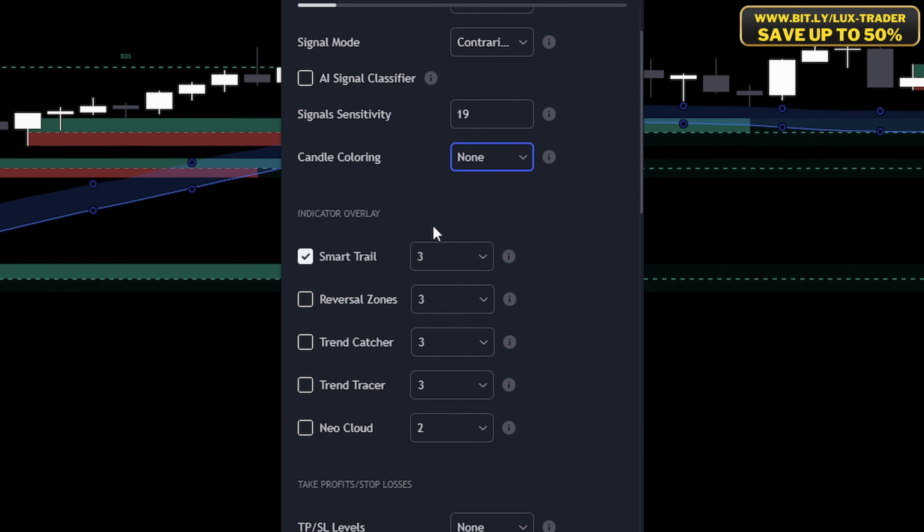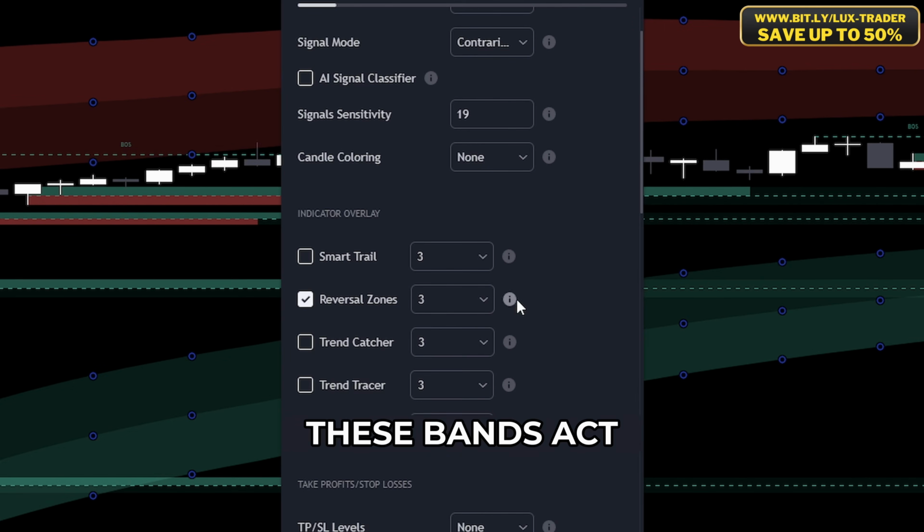Now, disable the Smart Trail feature. While the Smart Trail can be useful in some contexts, in this strategy, we want to rely on the reversal bands instead. So go ahead and enable the reversal bands. These bands act as dynamic support and resistance levels, helping you identify key reversal points in the market.